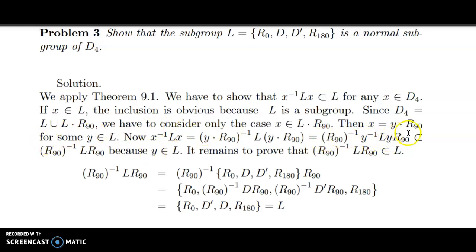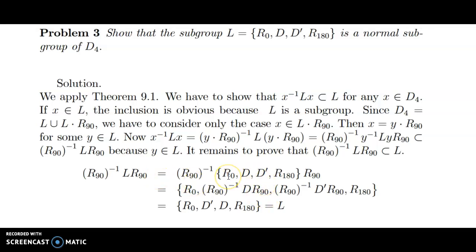That's why the whole product will be contained in R90 to the negative 1 L R90. And it remains to prove that this is a subset of L. To see that, we just compute the elements in this set. This means that each element of L must be multiplied from the left with this and from the right with R90.